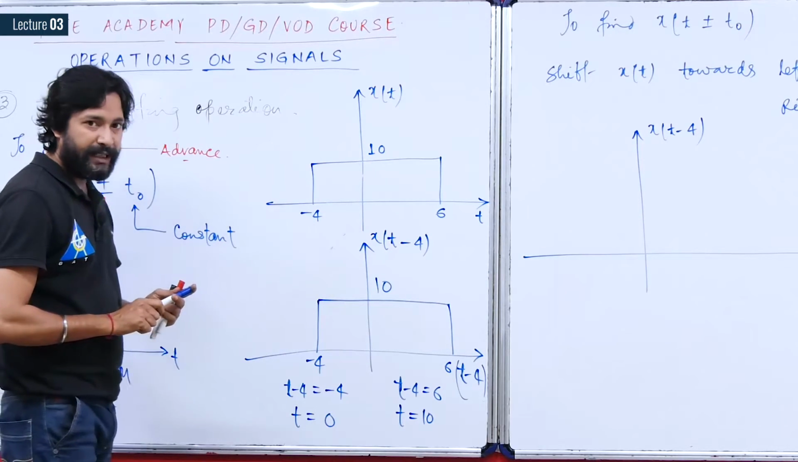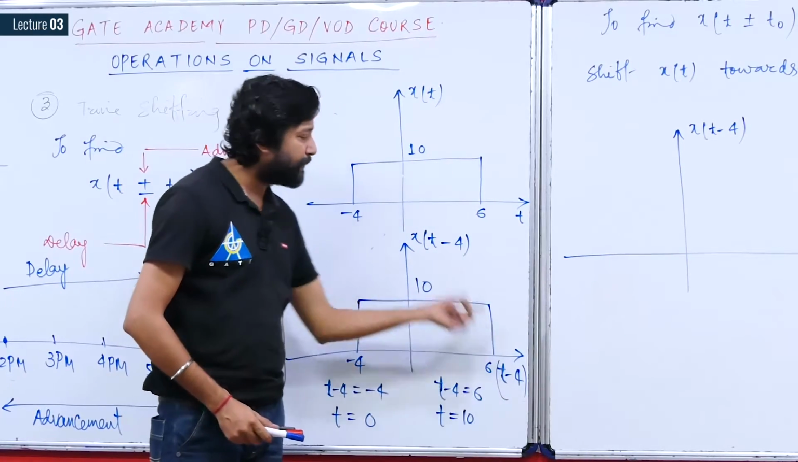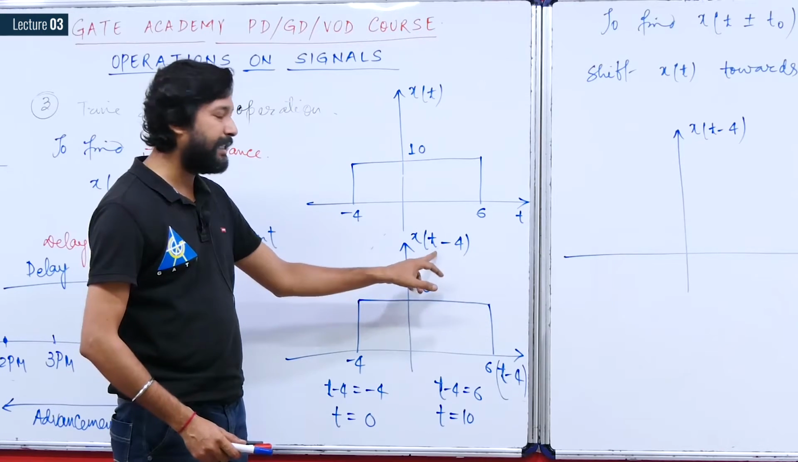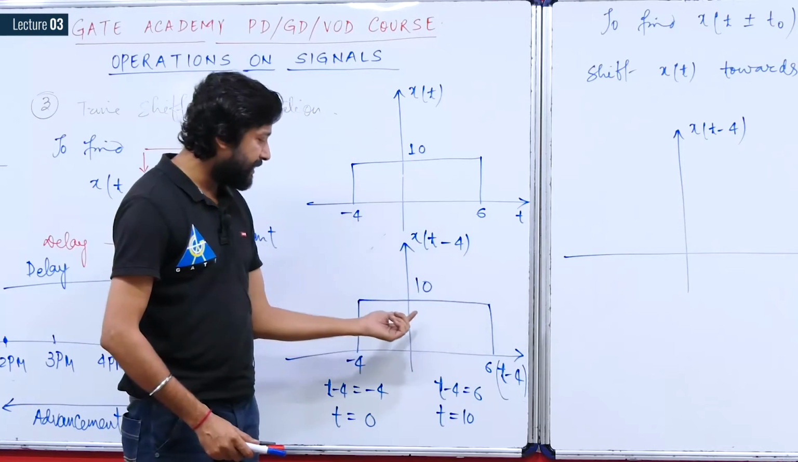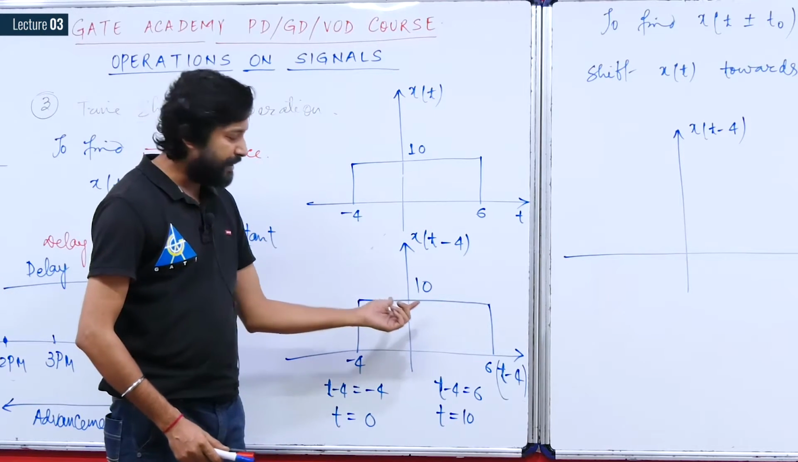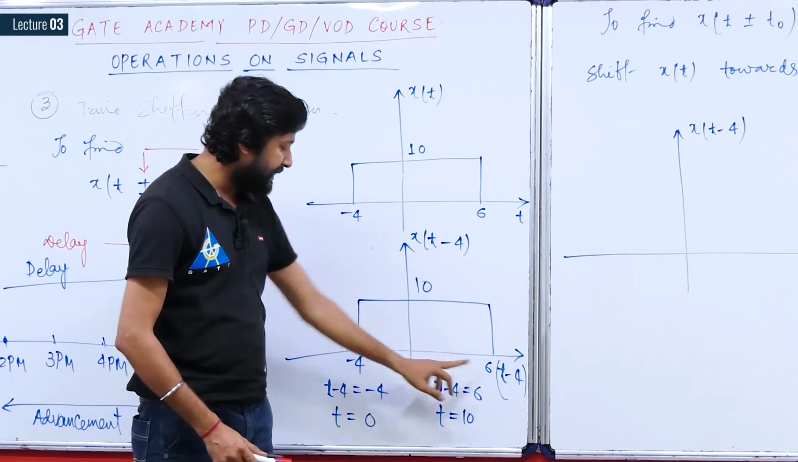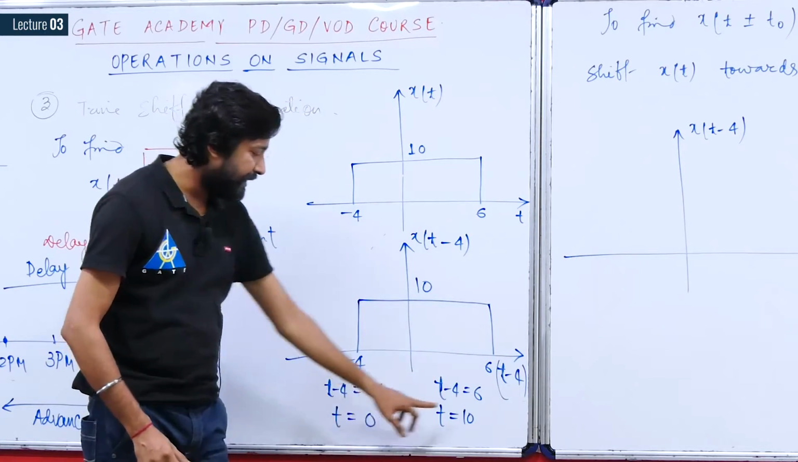So what you have concluded is that if you have to plot x of t minus 4 with respect to t minus 4, then the graph would be the same. But if we have changed this t to t minus 4, maintaining this axis as t only, then the shape of the signal will be like this only. But now, these instants with respect to t will not be minus 4 and 6, but 0 and 10.